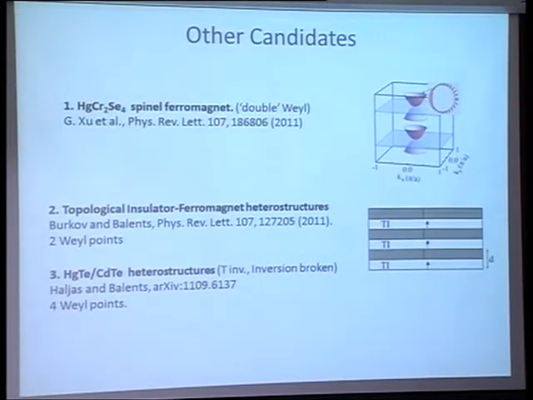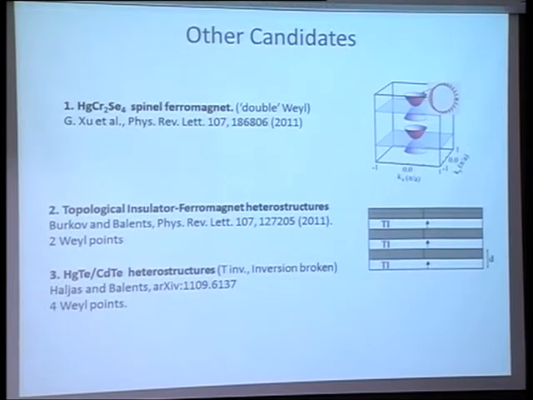So I mainly talked about this pyrochlore iridate as a candidate. There are other candidates proposed. In fact, I think it shouldn't be that hard to find a candidate in this phase. There's this double Weyl point that has been proposed to be realized in a somewhat more conventional material, mercury chromium selenide spinel, which is a ferromagnet. There are some initial experiments on that. We don't know yet if this is really happening.